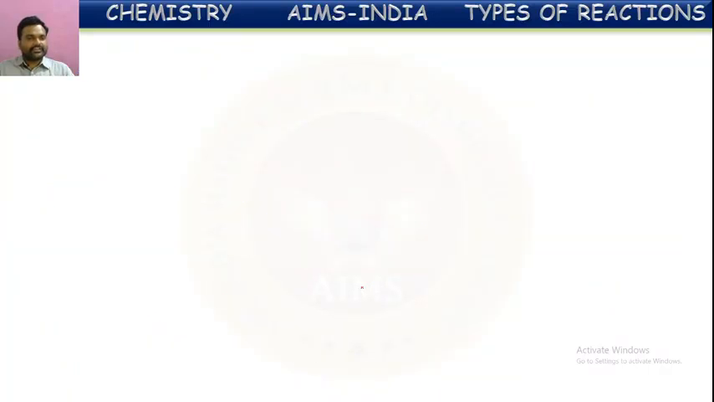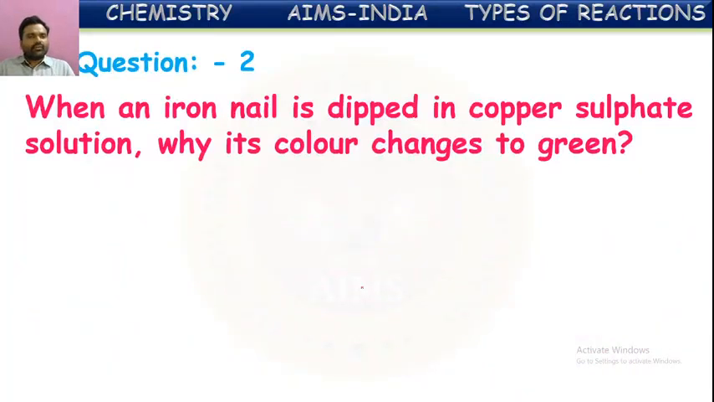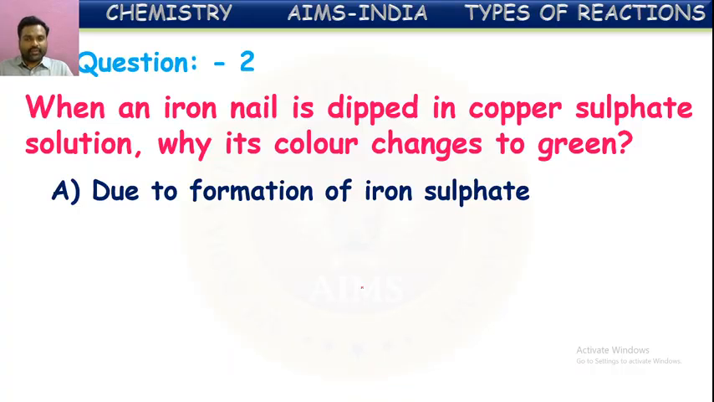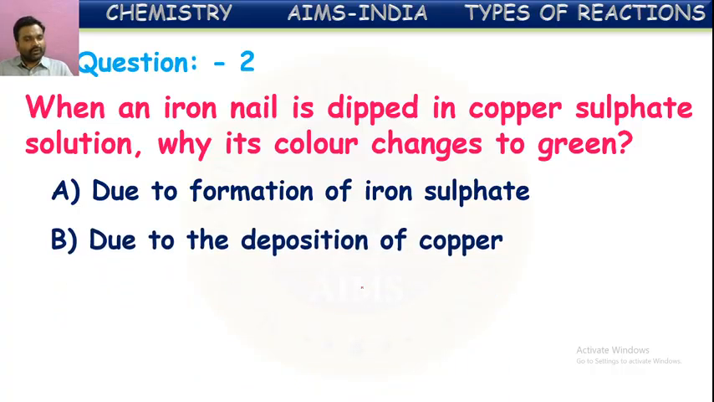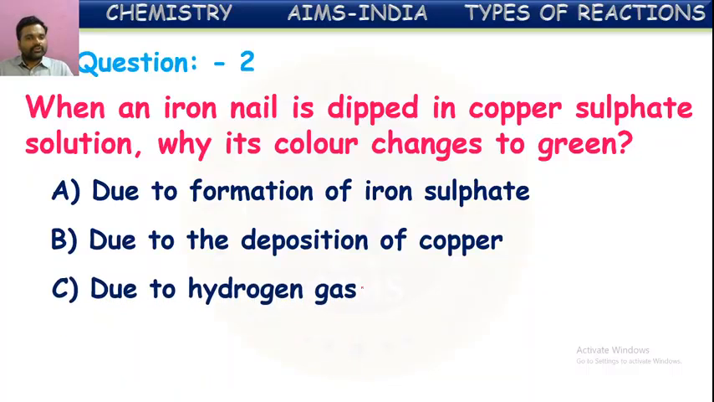Next let us see one more question. When an iron nail is dipped in copper sulfate solution, why does its color change to green? Answers are given like this: due to formation of iron sulfate, due to deposition of copper, due to hydrogen gas, all of these. Are these all correct answers? Check once.